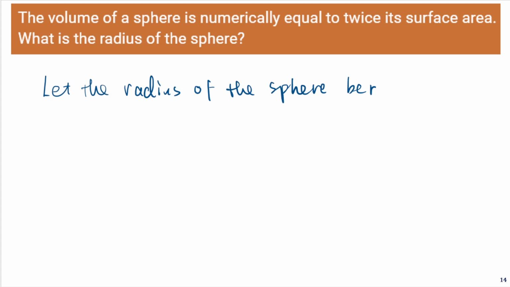Then we have volume equals twice the surface area, in number, not in units. Of course, we have different units, right? Then we have 4 pi r cubed over 3 equals 2 times the surface area, 4 pi r squared. And we could easily solve for r, right?